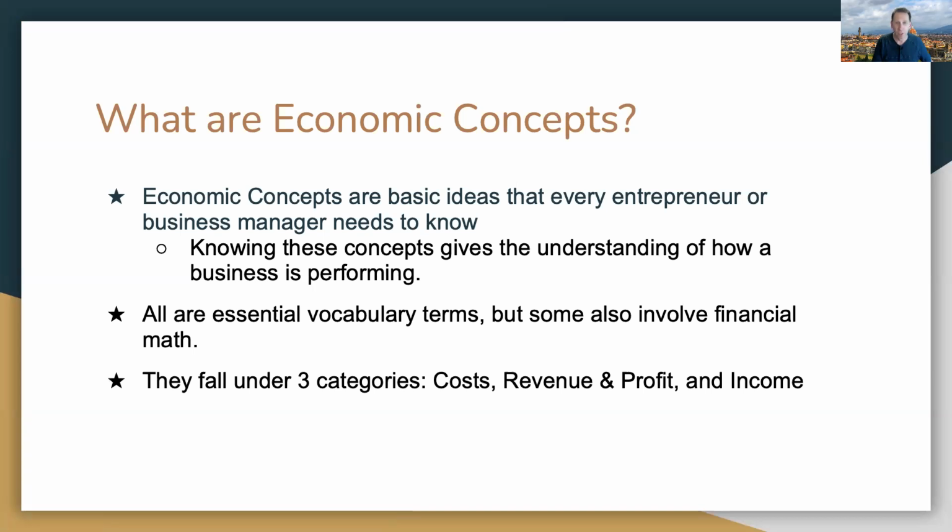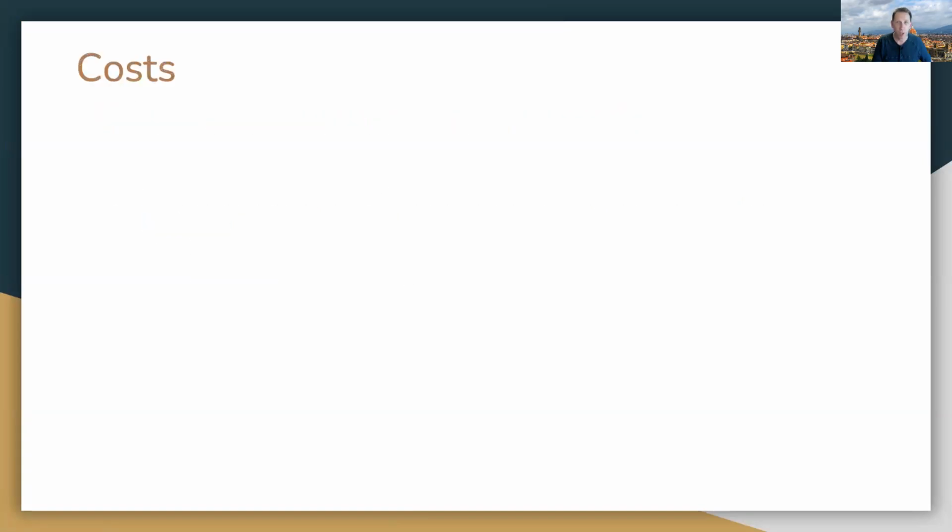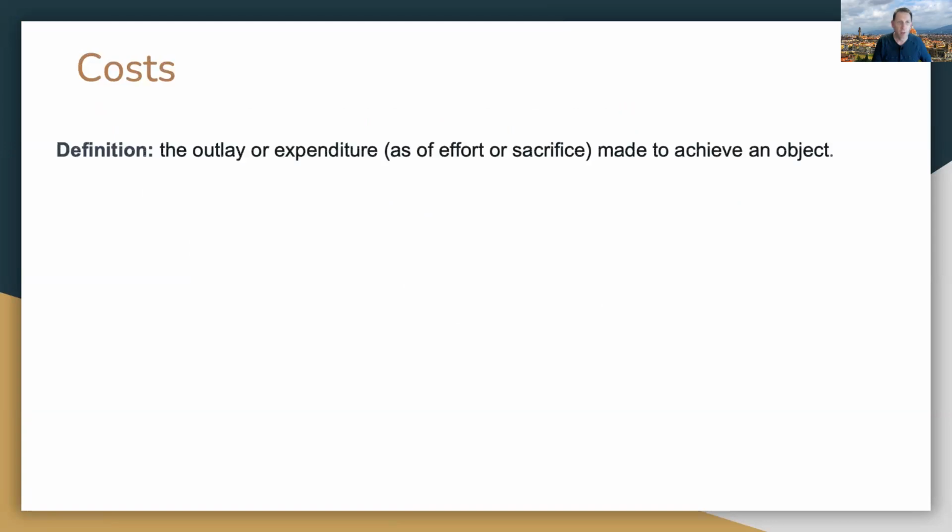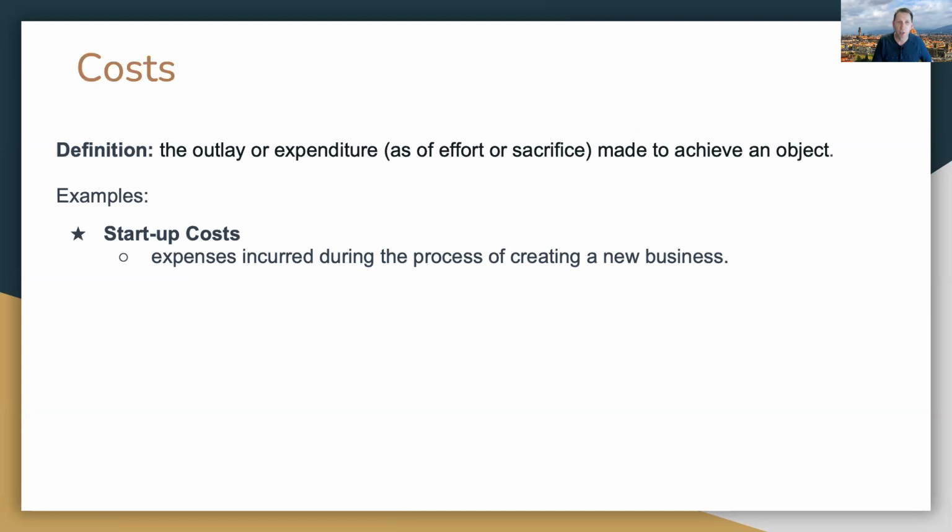So let's take a look at each one of these, starting with costs. Now, the definition of costs is the outlay or the expenditure, as of effort or sacrifice, made to achieve an object. Some examples: there are startup costs. These are expenses incurred during the process of creating a new business.